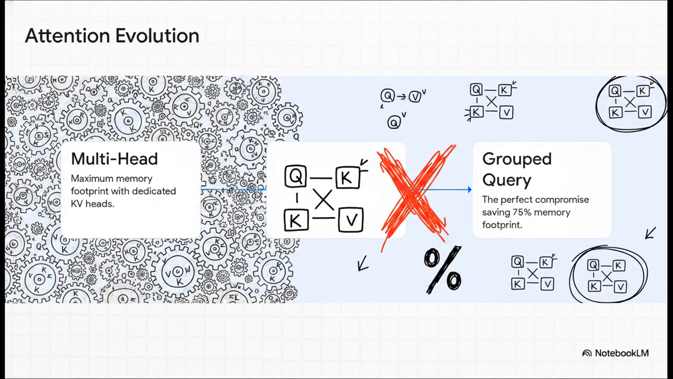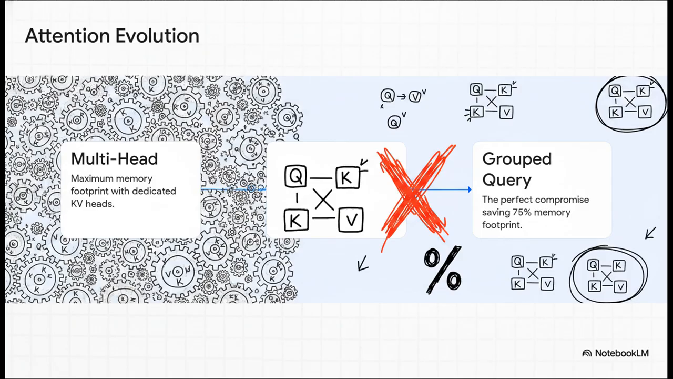This creates a massive architectural dilemma. Standard multi-head attention assigns a dedicated key and value to every single query, which completely maxes out memory. So they tried multi-query attention to compress this by forcing all queries to share just one key and value. But actually, that aggressive compression destroyed the model's complex reasoning ability.